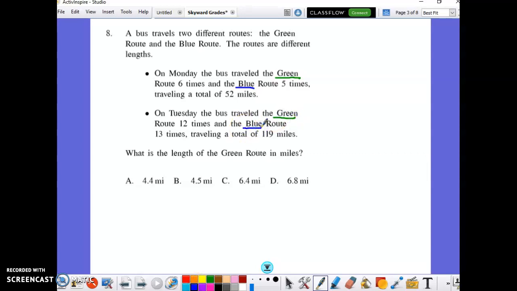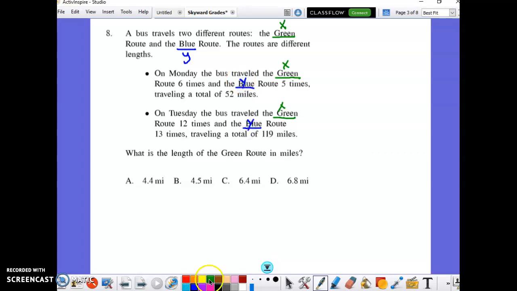So I'm just going to go ahead and say that I'm going to use X for my green route and Y for my blue route. So every time I see green route, I'm going to put an X, and every time I see blue route, I'm going to put a Y.